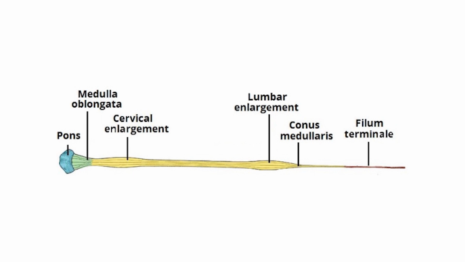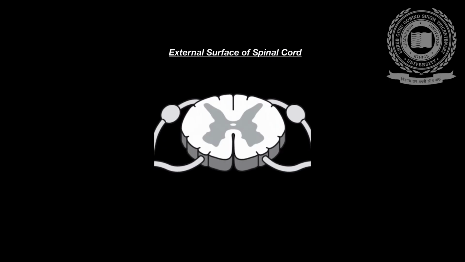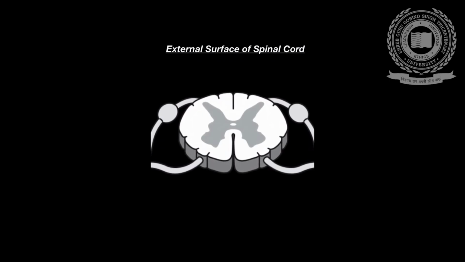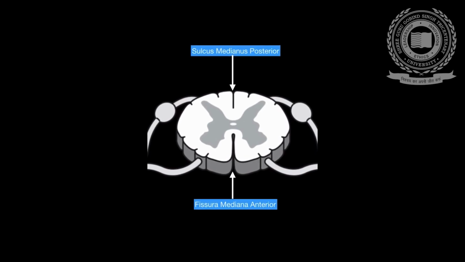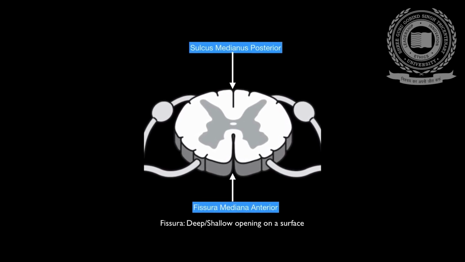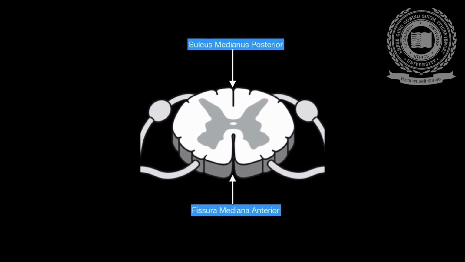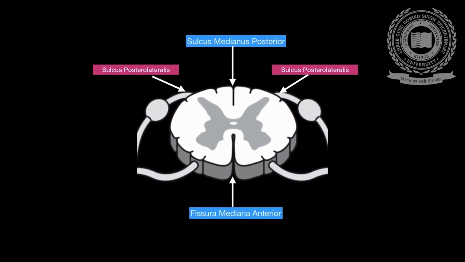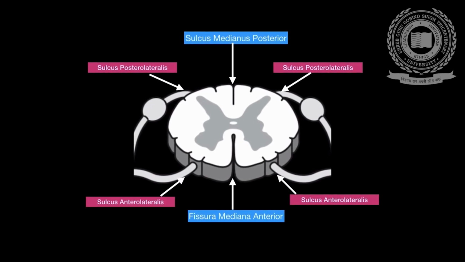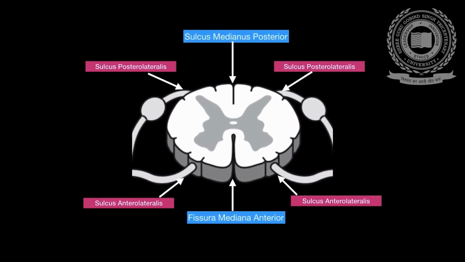There are two enlargements of the spinal cord which can be visualized: the cervical enlargement and the lumbar enlargement. The cervical enlargement extends between C3 to T2 and the lumbar enlargement extends between L1 to S3. The surface of the spinal cord shows several longitudinal grooves. Anteriorly, the deep anterior median fissure; posteriorly, the shallow posterior median sulcus; and on the lateral aspect, two sulci, that is the anterior lateral and posterior lateral sulcus.